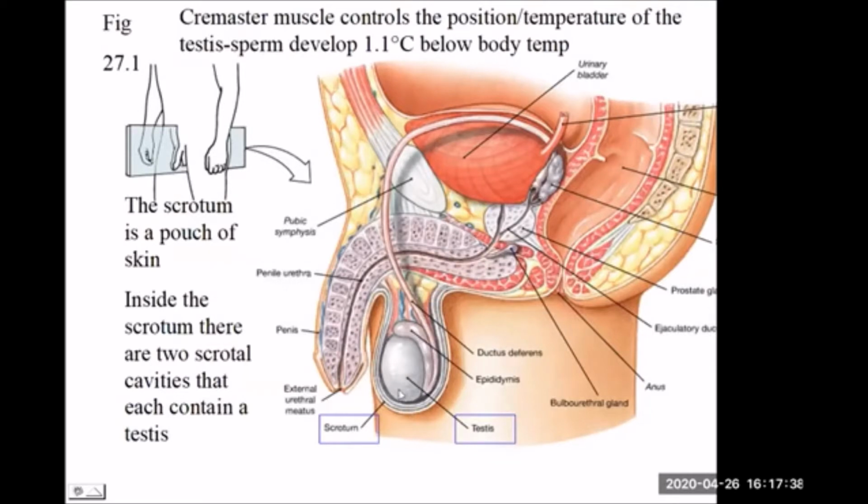And the need for this location is so that the testes, which is developing sperm, can be about 1 degree cooler than the average body temperature. And that temperature difference, that 1 degree cooler temperature difference, is vital for the creation of sperm cells. And the cremaster muscle can now regulate the position and thus the temperature.